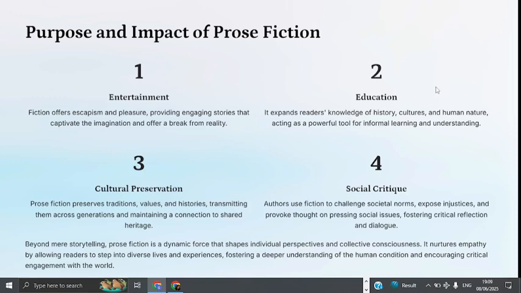Then I'll see you in the next lesson where we talk more on the origin of the novel, that is the 18th century English novel.